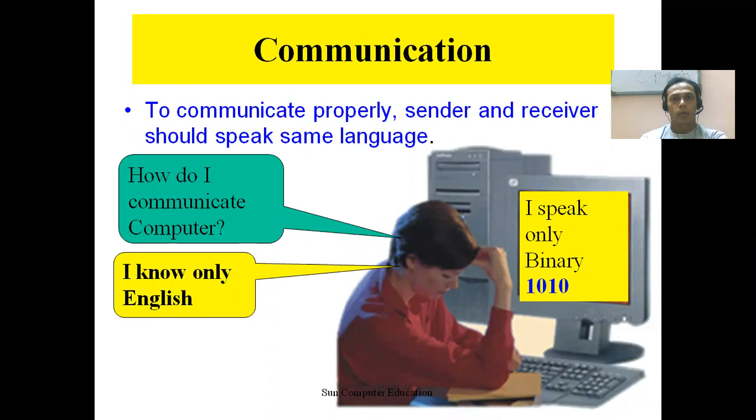Okay. Now try to understand the problem. Computer understands only binary. We understand only natural language like Hindi, English or Marathi, for example. So how to communicate? We have to speak the same language. So either I have to learn binary or the computer has to learn English. If the computer learns English, we'll start programming in English. Now we don't have to join any classes or programming institutes. Correct? You all know English, you can start programming.